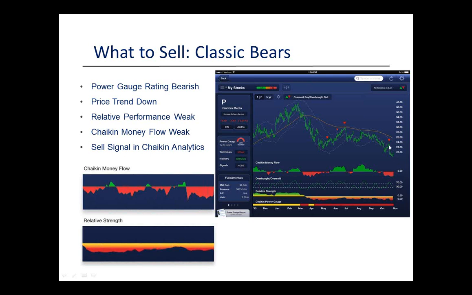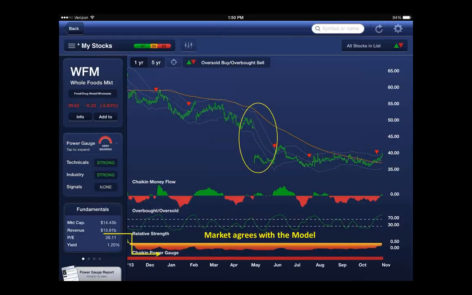And again, for option players in particular, looking at the shorter term, these oversold buy and overbought sell signals are terrific signals, as opposed to our relative strength signals, for example, which might work in the short term, but are very, very effective long term as well. So the classic bull and the classic bear are those stocks we like to look at. And we had a couple of real good examples to show you.